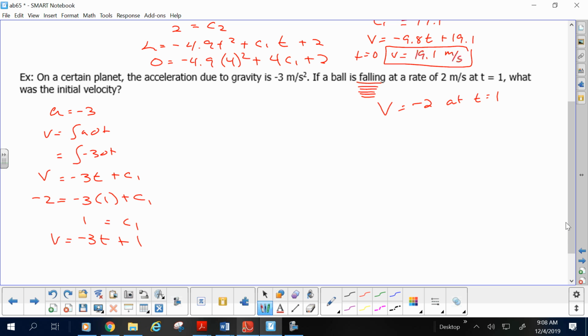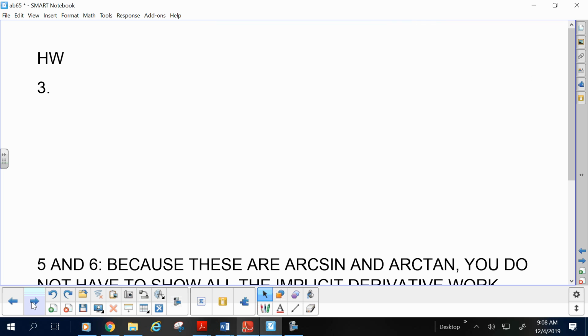So I was just about to find the height, but I guess I don't need it. What's the initial velocity? 1 meter per second. At time 0, velocity is 1 meter per second. That's the question. I guess we didn't need it. You follow? Okay, cool. That's pretty much the deal.